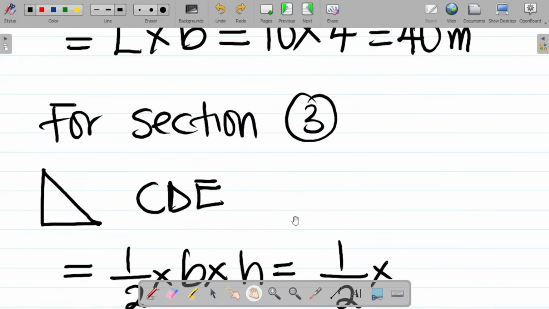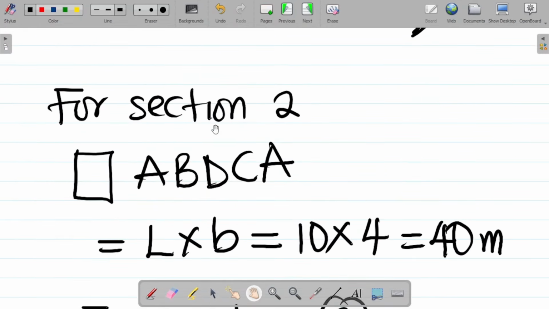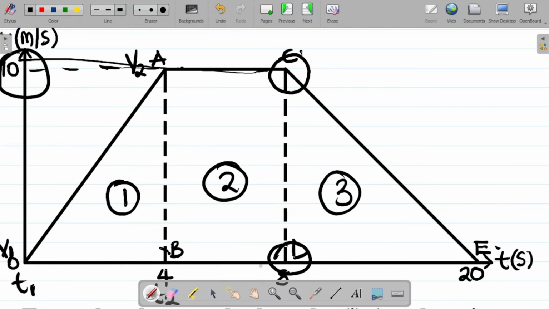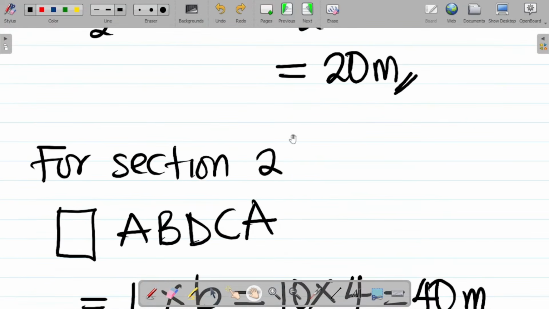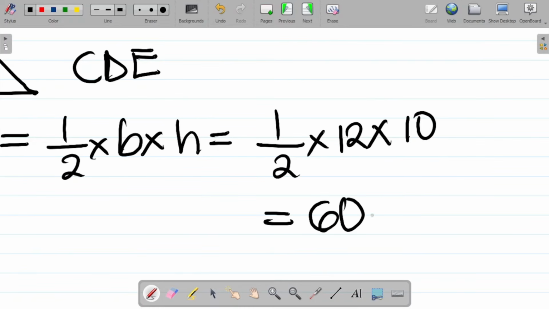Half times the base is 12 times, let's get the height. The height of section 3, when we talk about the height, we talk about the vertical distance, starts from here and ends here. Trace this to the vertical part. This part, when we trace this, was equal to 10. This part, trace it to your left, that gives you 0. So that becomes 10 minus 0, and the answer gives you 10. So the height is simply equal to 10. So I have half times 12 times 10. That would give you 60, and the value is in meters.